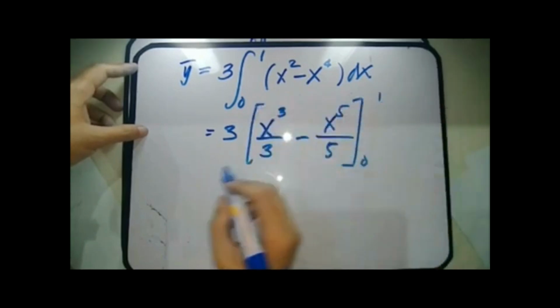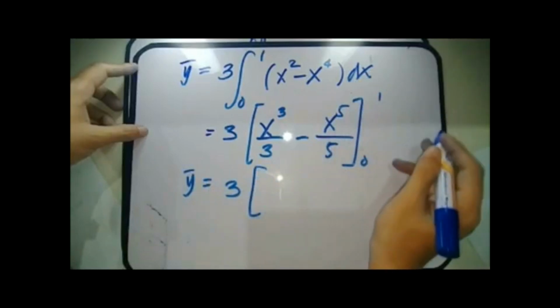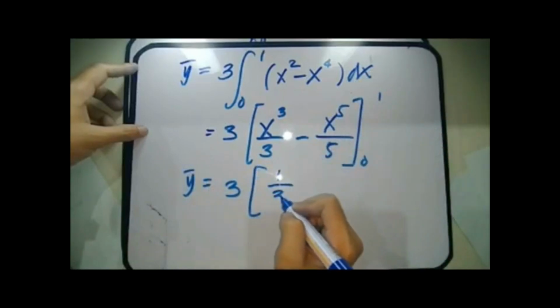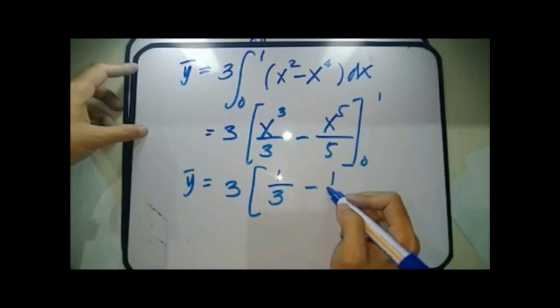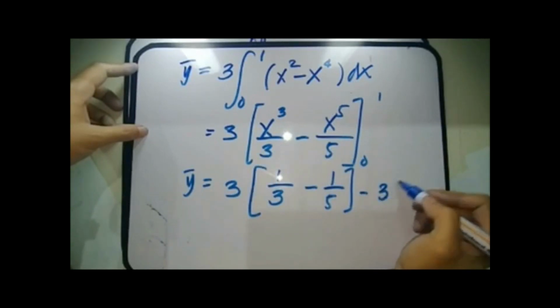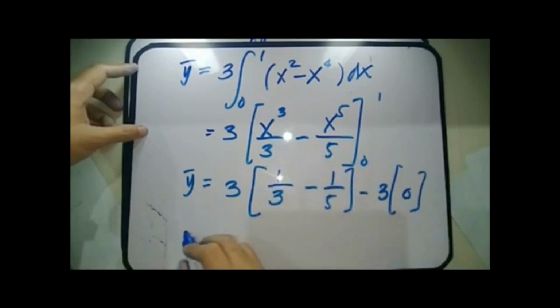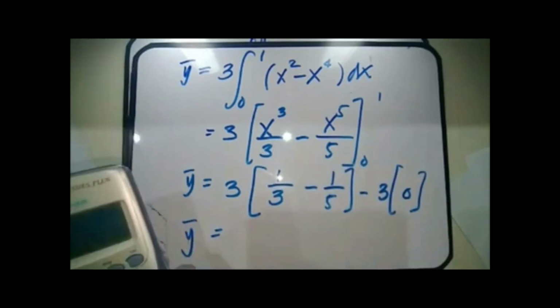So substitute yung limit natin. So y bar equals, you have 3 times 1/3 minus 1/5. So that will become, so that is minus 3 times 0. So 0 lang yung lower limit.